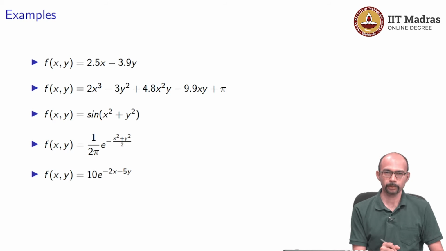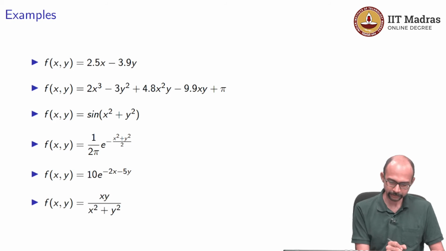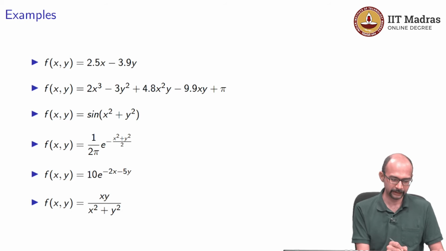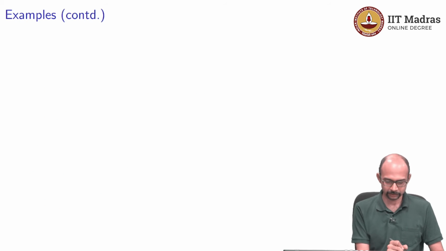Another example may be from statistics. So, this is f of x y is 10 times e to the power minus 2x minus 5y. You can think of this as bivariate exponential, or you can think of this as two independent exponentials and the joint density of that. Then here is a rational function x y divided by x squared plus y squared, and do keep this in mind because we may come across this again as we go ahead.